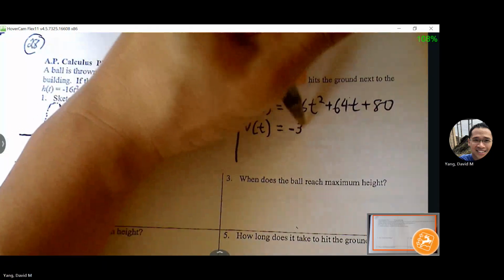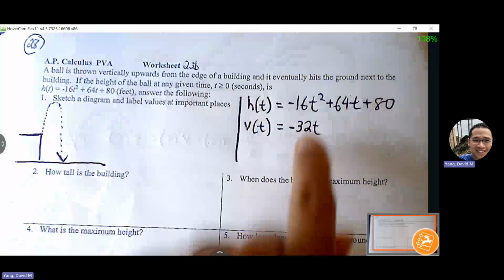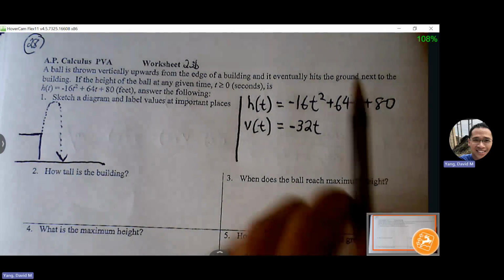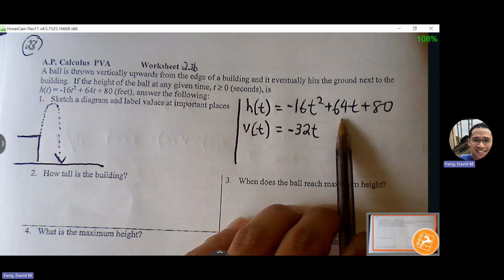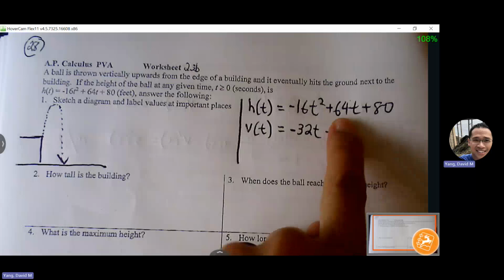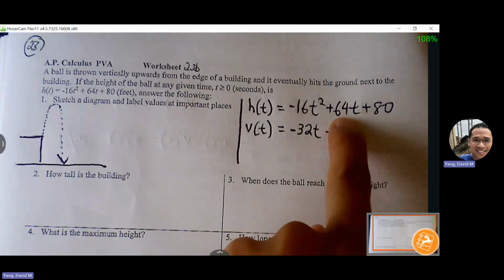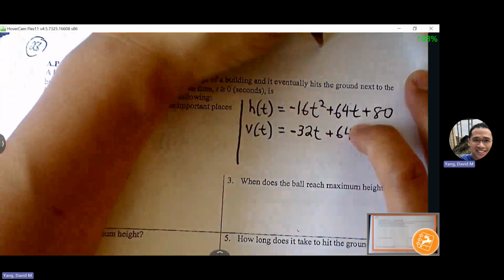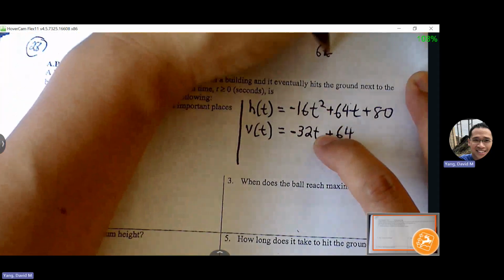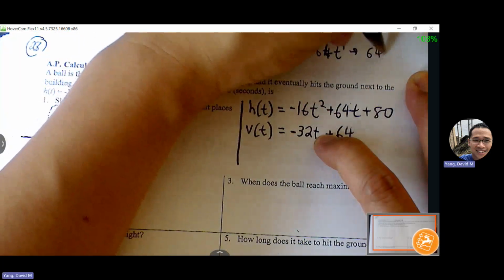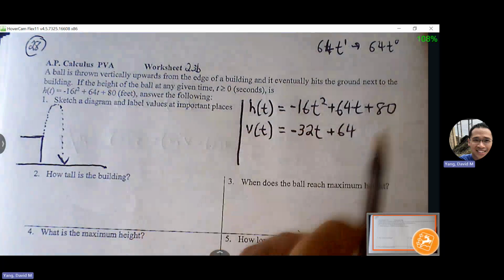-32t. These are easy power rule problems because we don't have to worry about any cleanup: no radical, no variable in the denominator, no parentheses. What does 64t become? 64. Imagine this was y equals mx plus b. The mx, this is going to be the number in front. You can also do power rule: 64t to the first power becomes 64t to the 0 power, so that t to the 0 becomes 1.